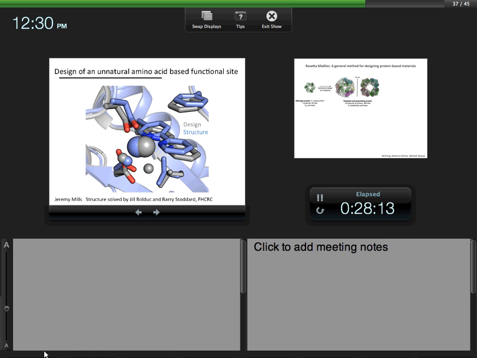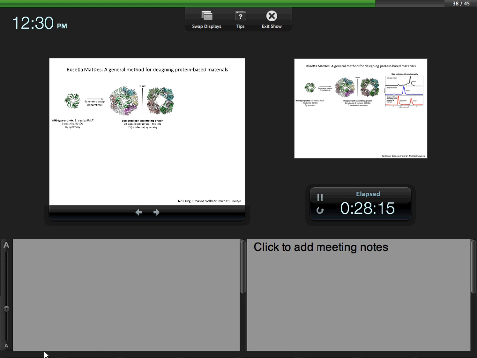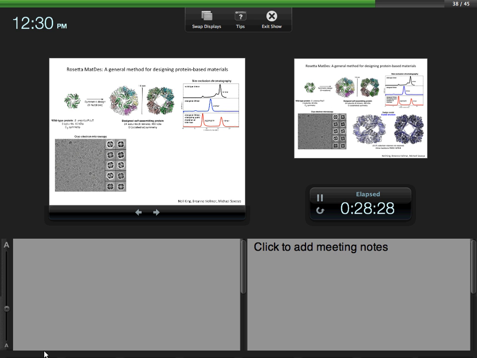Okay, the last thing I'm going to talk about today is the design of self-assembly. I thought I'd put this in because there are a number of people here, I think, who are working on exciting related things. This is work of Neil King in the lab, and Neil developed a method for designing proteins which self-assemble into regular polyhedra.